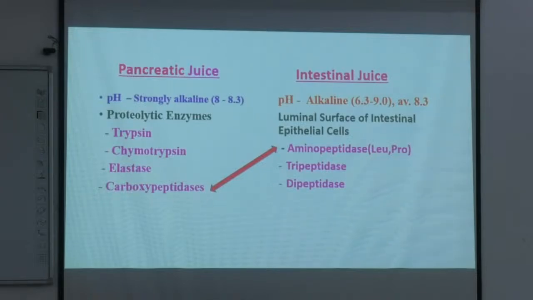Intestinal juice contains aminopeptidase. It is carboxypeptidase here, aminopeptidase here, and that's a membrane-bound protein. And tripeptidase and dipeptidase, because this has been fragmented down further and it will be sent to the small intestine from where it will be absorbed. So you remember where from aminopeptidase, where from carboxypeptidase. That might come as a question also.